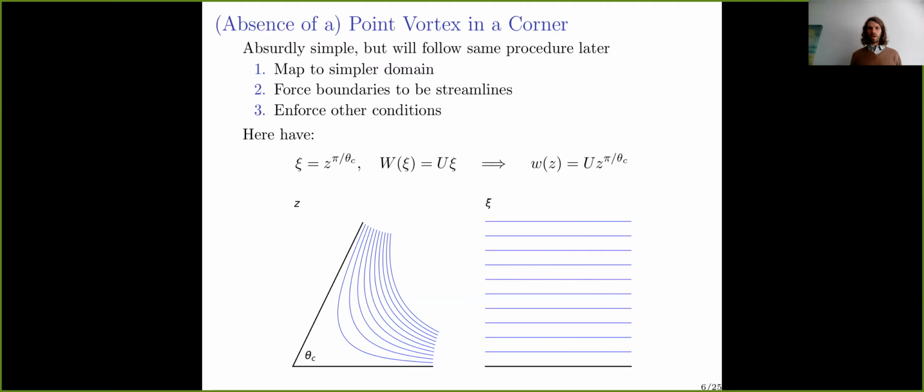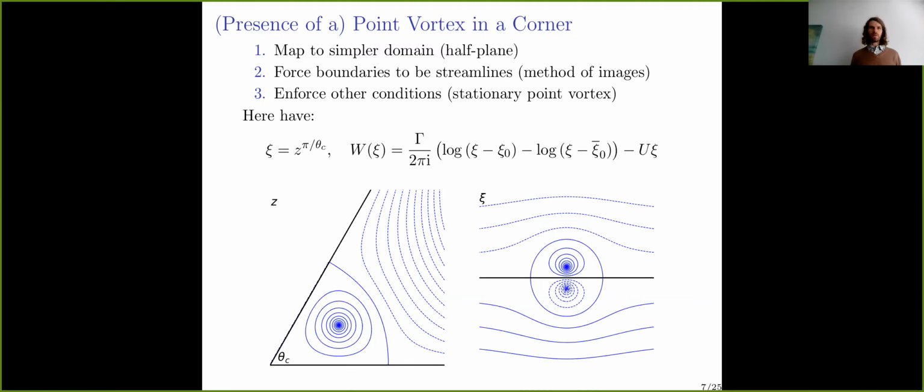So let's move now from the absence to the presence of a point vortex in a corner, where things get more interesting. So simpler domain here, we're still going into the half plane, but in order to force the boundaries to be streamlines, we use the method of images, and we do have another condition to enforce. We need a stationary point vortex. So we go through, it's a little bit more complicated, use some algebra, get a correction term, but you do it, and at the end of the day, you find you can write down the complex potential in the half plane, and that tells you then what it is in the corner.